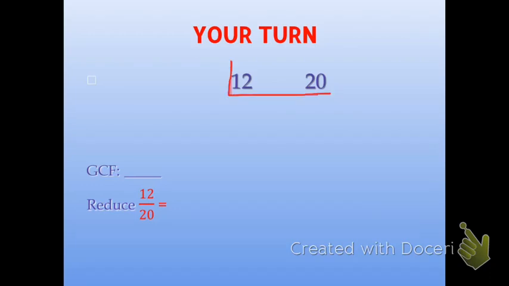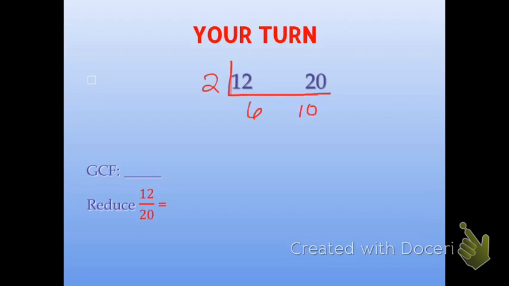All right, so how many people saw a number that divides evenly into 12 and 20? What number did you see, Johan? 2, okay. And there is another one you could have used, but I'm going to do the smallest, which is the one that Johan just gave us, which is 2. Okay. How many times does 2 go into 12? 6 times. And how many times does 2 go into 20? 10 times.